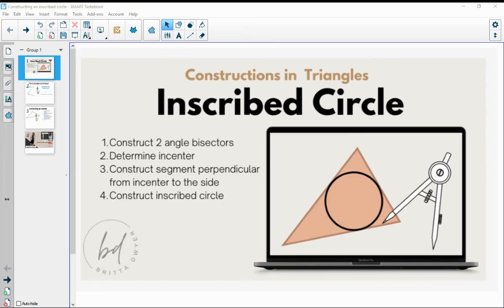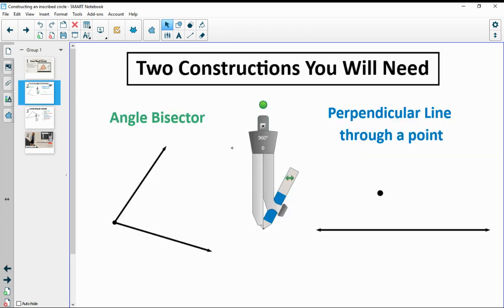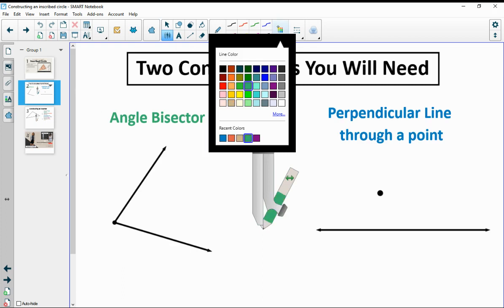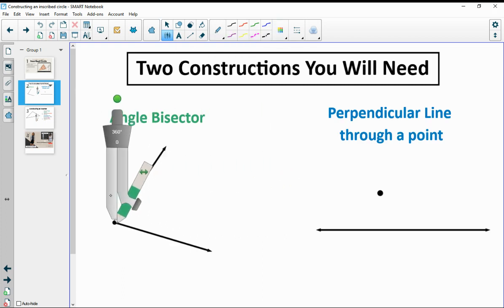In this video, we're going to look at how to construct an inscribed circle within a triangle. The idea here is we're going to construct two angle bisectors to find the incenter. Then we need to construct the perpendicular segment to the side, which will be the radius of our inscribed circle. So in order to be successful at this, we're going to have to be able to do two different constructions. One is the angle bisector, and one is a perpendicular bisector.